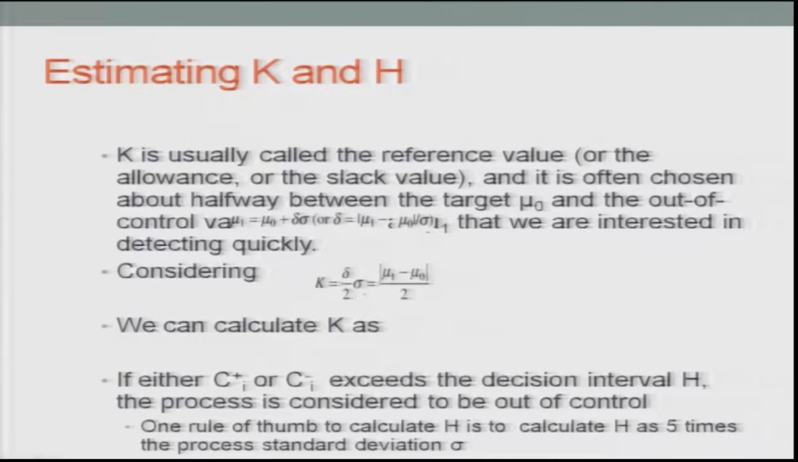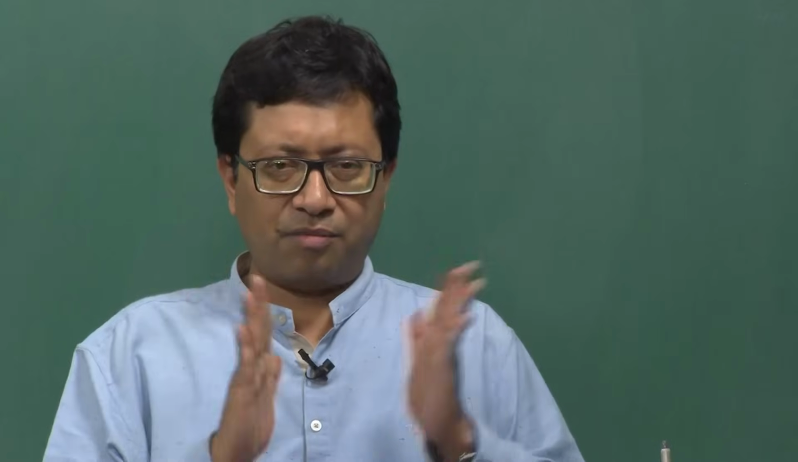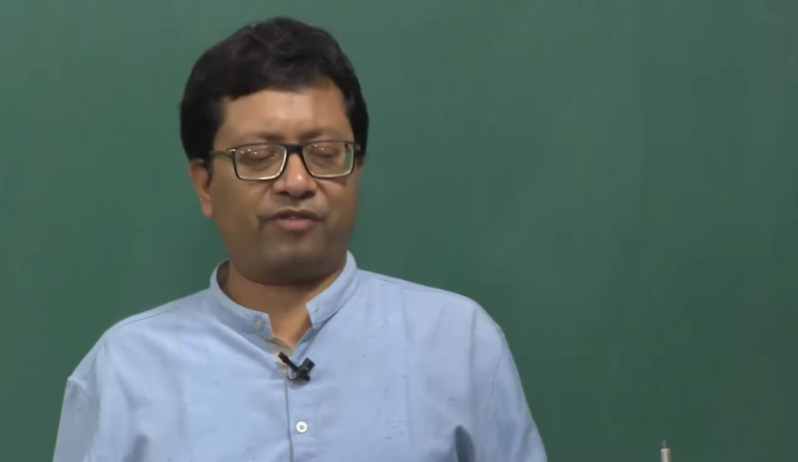So, k is usually called the reference value or the allowance or the slack value. Whatever amount of slack you want to give, it is often chosen about halfway between the target value mu naught and the out of control values. In this case, those values of k can be either plus or minus or some mod, based on the shifting of the average value which is happening.